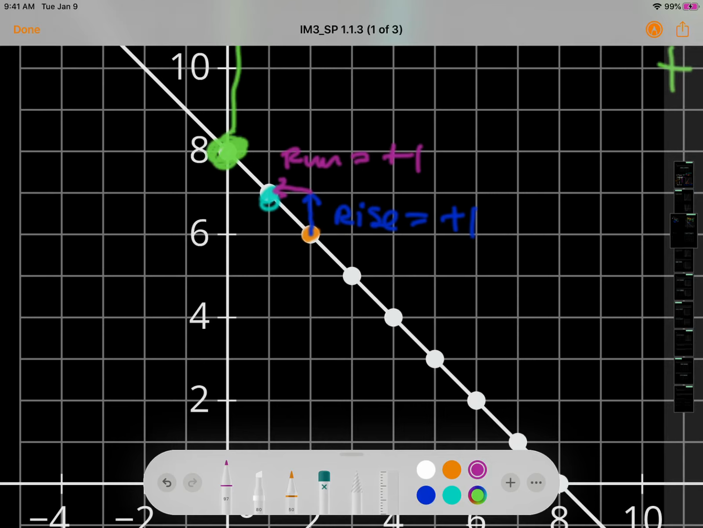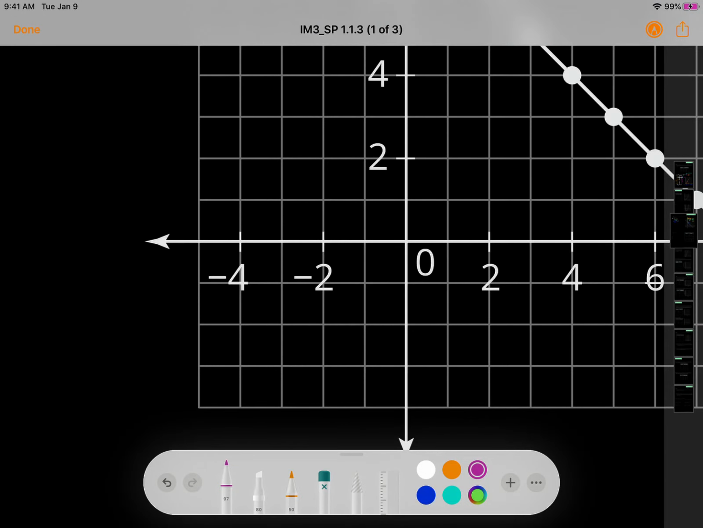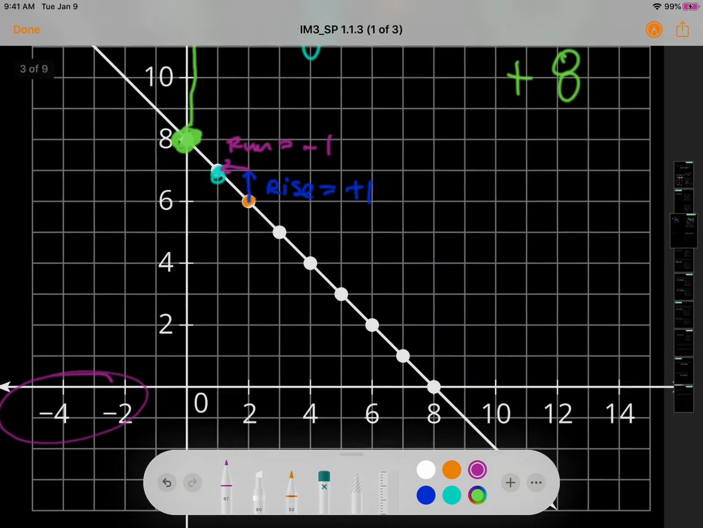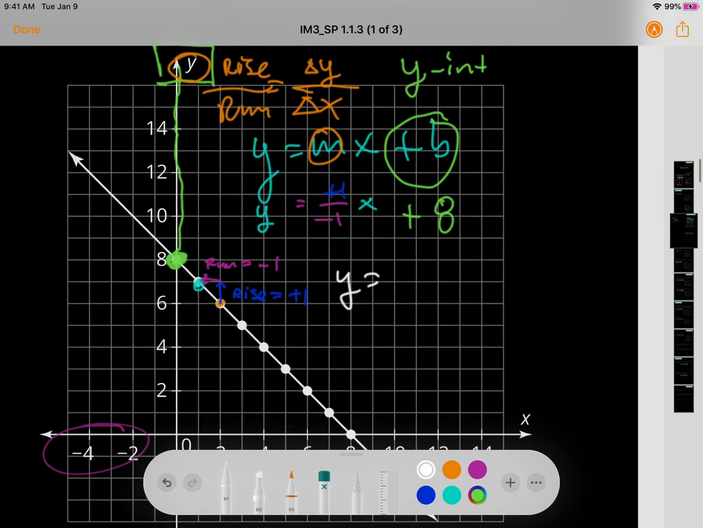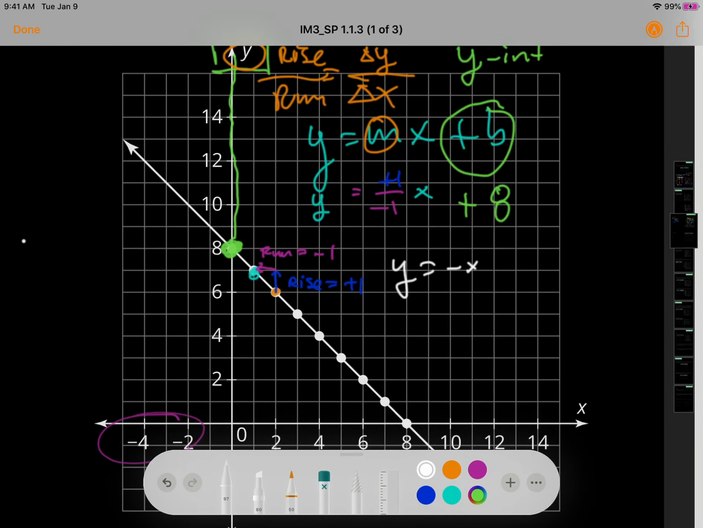The run is negative, because it is going towards the left. And you'll recognize the numbers over here are becoming negative as you go towards the left. Okay, so let's plug that in here. I have the rise, which is positive 1, over the run, which is a negative 1, and the variable x. Okay, let's just simplify this. So I have y equals 1 divided by negative 1 is negative x, and then positive 8.